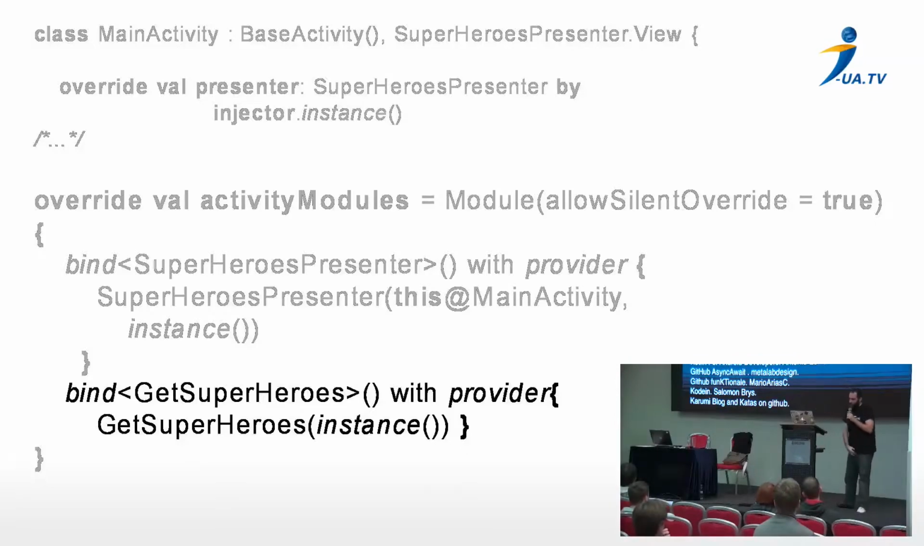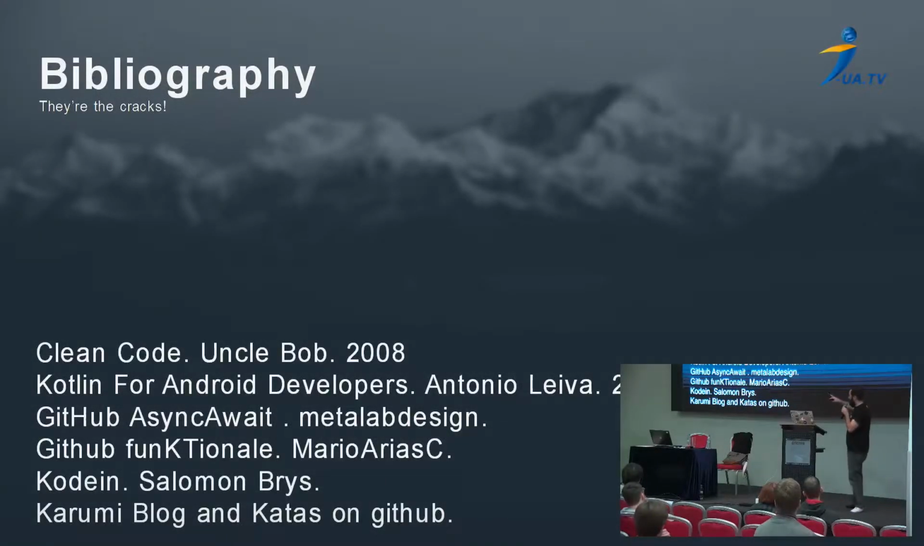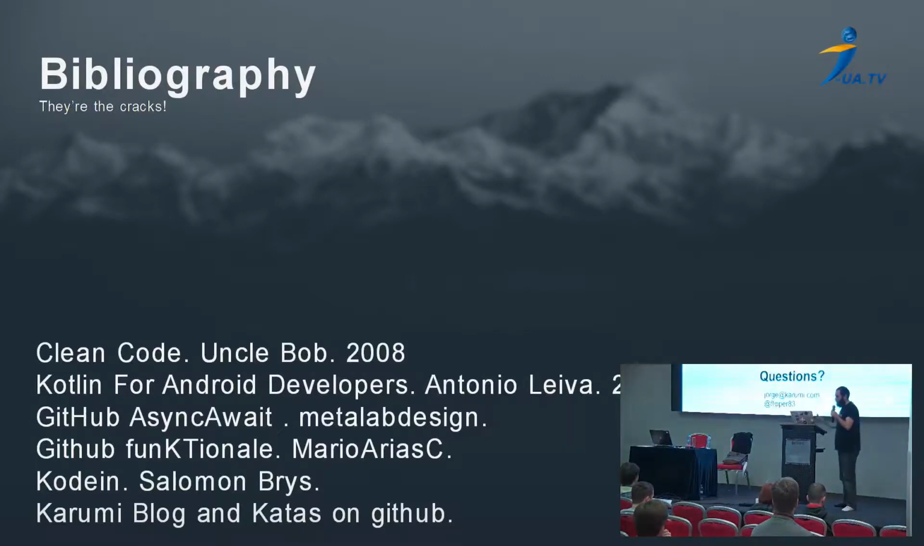I wrote there some bibliography, some books. I recommend Clean Code. Please don't buy the Clean Architecture book, the new one from Uncle Bob, because it's really bad. I recommend the book from Antonio Leiva, Kotlin for Android Developers. We have a lot of code written in Kotlin on the Karumi blog. You can reply, open issues, and pull requests are welcome. And Kategory Functional from Mario Arias is a really good repository with a lot of implementations about monads, lenses, and the async await library.